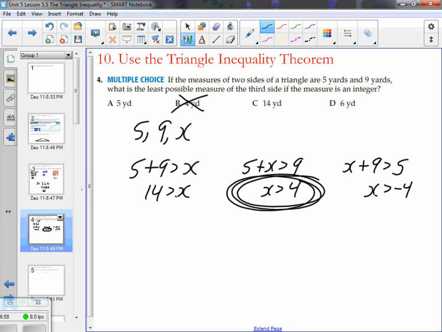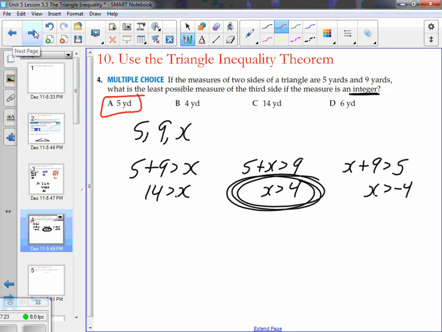Now, they did say that the third side has a measure that's an integer. So it turns into what's the smallest integer greater than 4? And y'all were right. It's 5. Okay? Still with me?